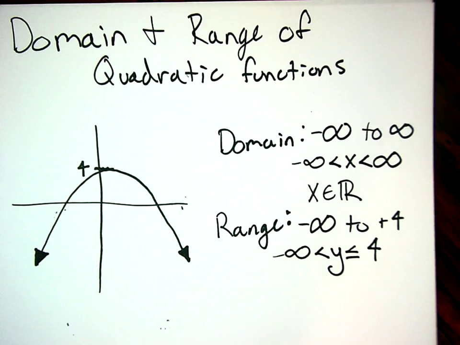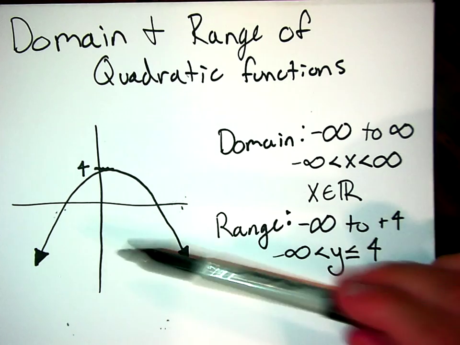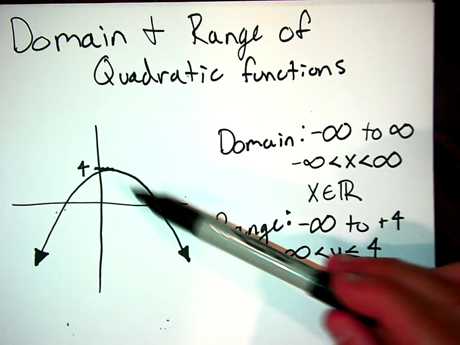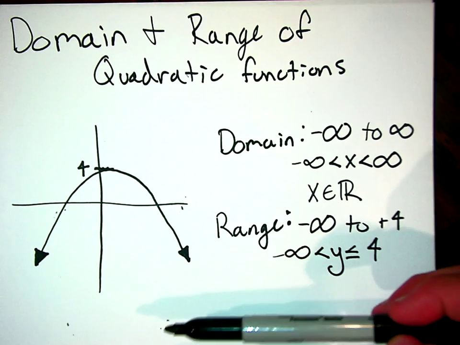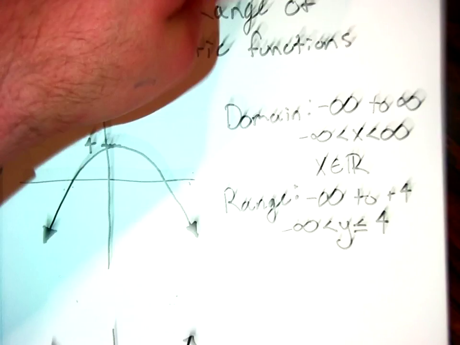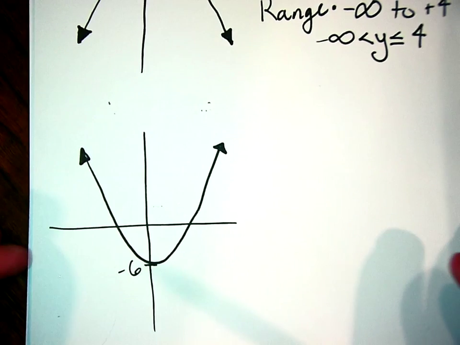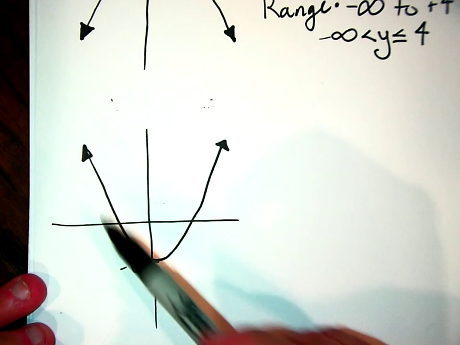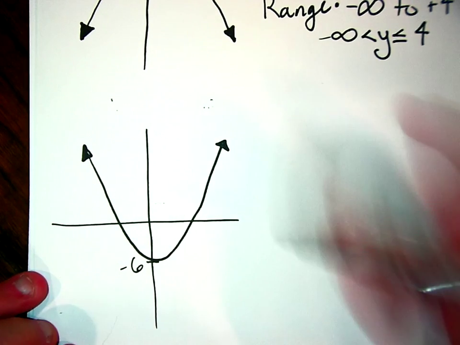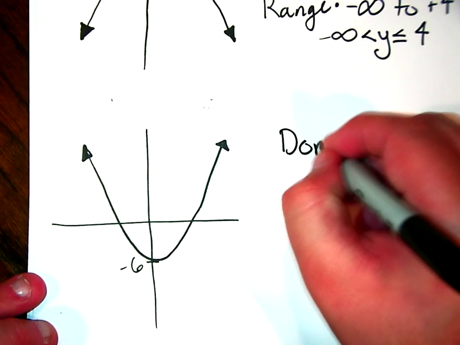Now that we've taken a look at a quadratic curve or a parabola that's open downward like an N, let's take a look at one that's open upward like a U. Okay, so let's take a look at this guy right here, this parabola, and let's determine the domain.